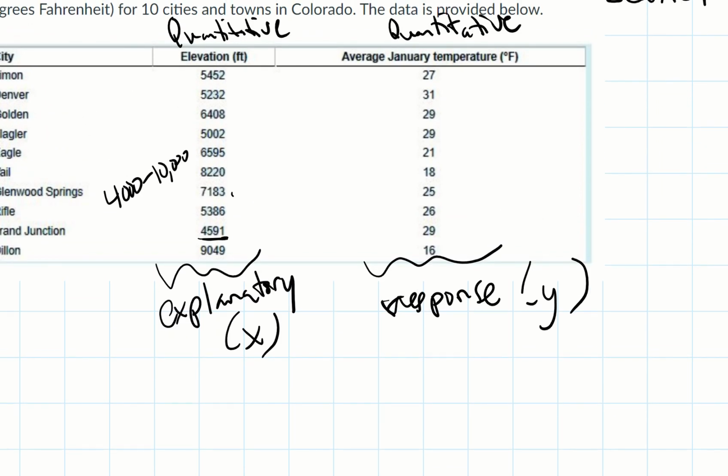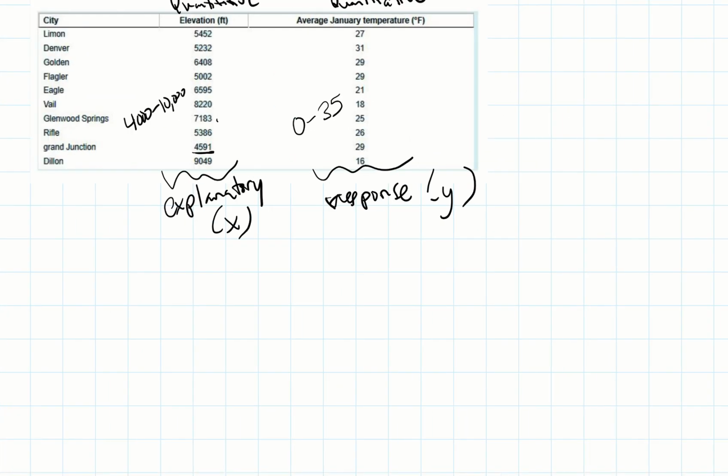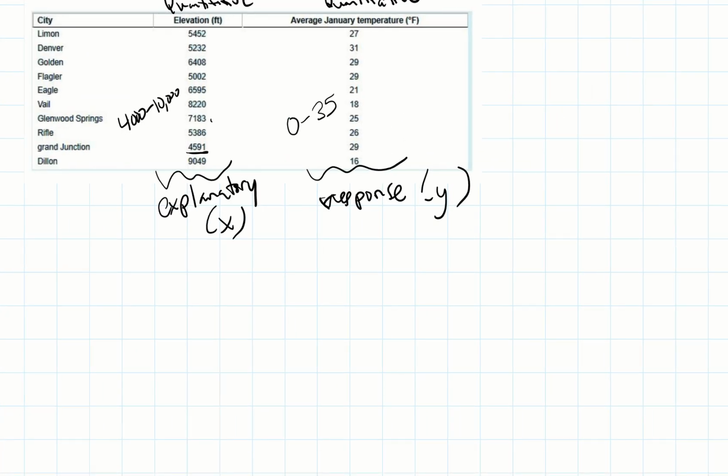And then for the January temperature, that goes on the y-axis. That's fine. We can start at 0 and then go by 5s until we get to like 35 or something like that. So that should be able to work for us. But you can go by whatever scale you like. You don't have to go 0 to 35. You can go 0 to 40 and go by 2s, anything you want.